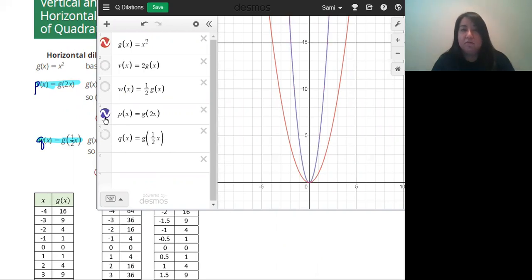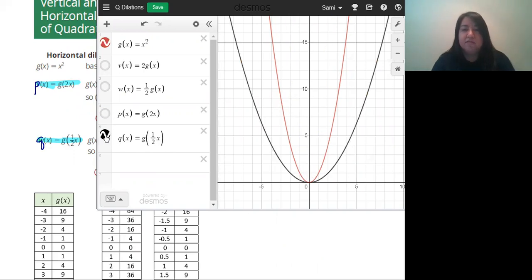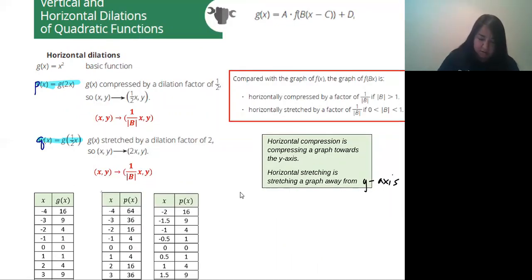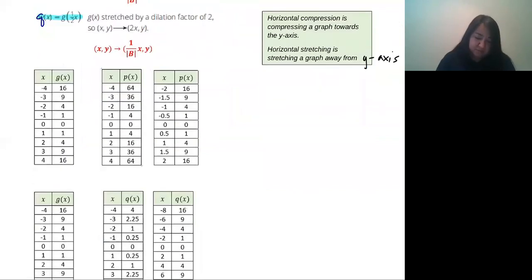Oh, it looks just like when I did that up above by 2. So it looks like it's becoming narrower. And then when I multiply g of 1/2 x, then I can see I'm widening out. But this might be a little different than what you were expecting. Well, let's take a look here. Table of values will tell the full story.